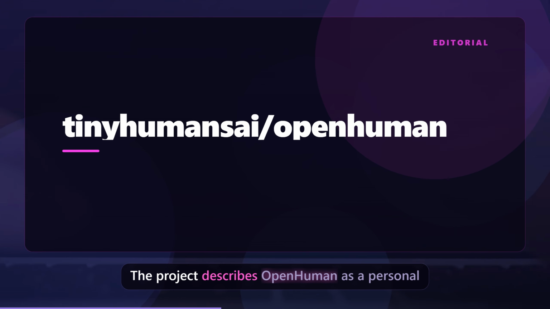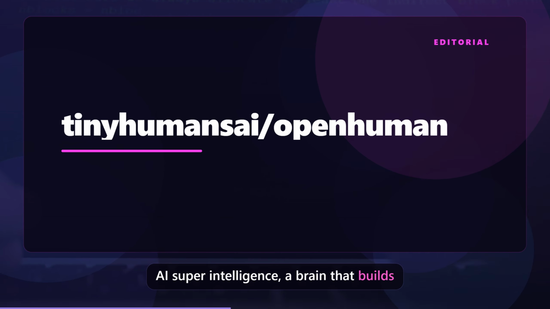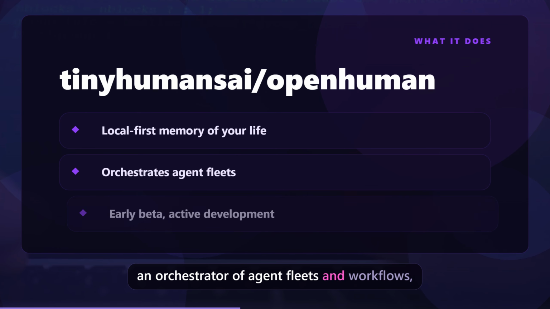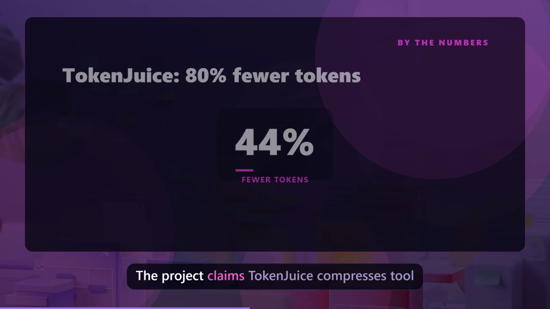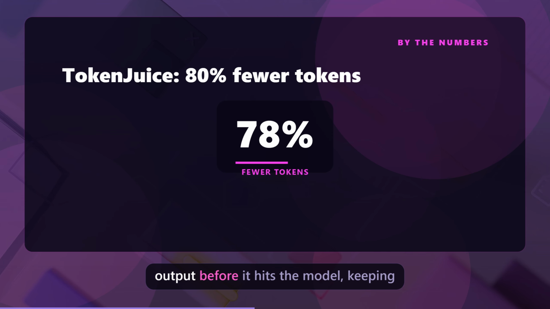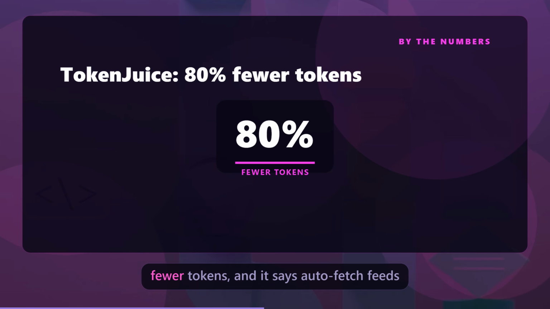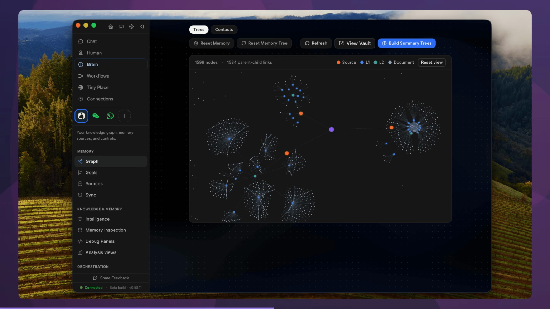The project describes OpenHuman as a personal AI superintelligence, a brain that builds a local-first memory of your life, an orchestrator of agent fleets and workflows, and a deep researcher. The project claims token juice compresses tool output before it hits the model, keeping the same information with up to 80% fewer tokens, and it says autofetch feeds the brain every 20 minutes.